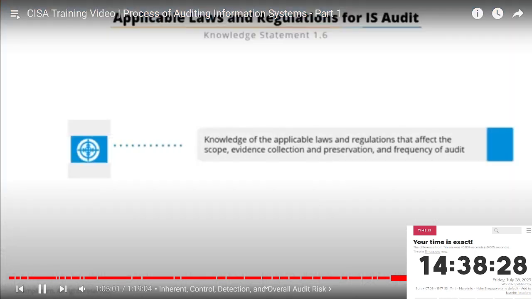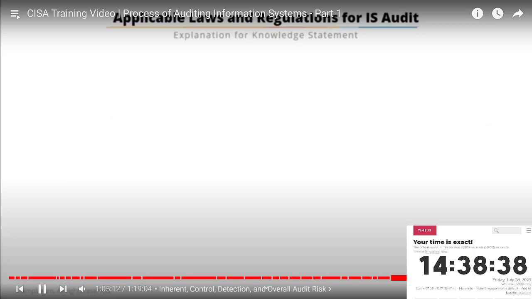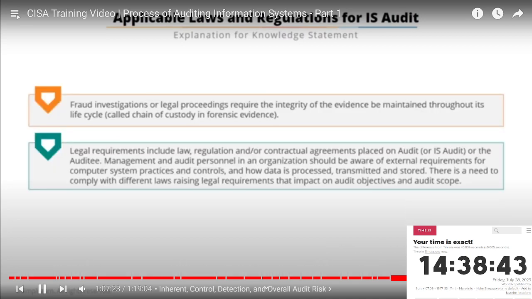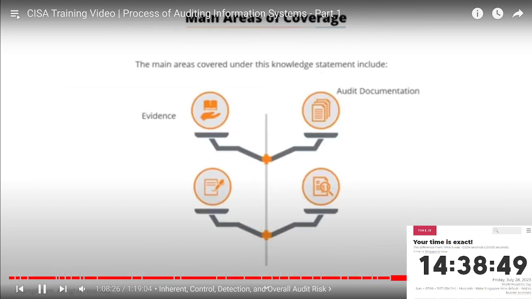Knowledge of the applicable laws and regulations that affect the scope, evidence collection and preservation, and frequency of an audit. Certainly that won't occur in every audit, but if you routinely conduct them, you have to be aware of all of these requirements, legal, regulatory, and contractual, so that with audit documentation, you need to have very thorough documentation of exactly what you audited, how you audited, and what your conclusions were based on evidence.